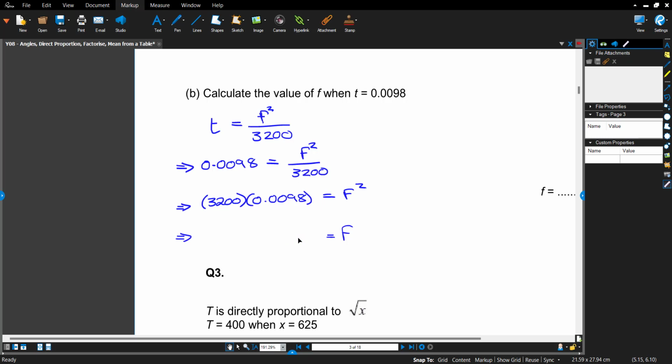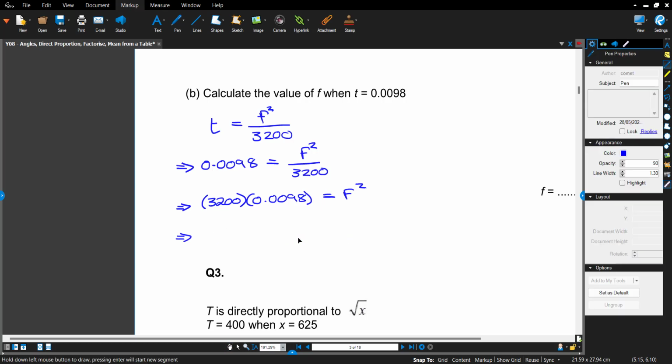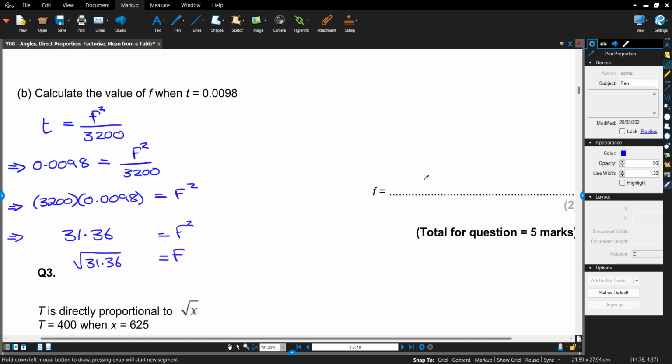So that's the way I'll do it. I'm going to undo this because I'm sure some of you would be comfortable doing that, but maybe not all of you. So I'm just going to actually multiply this out. So 31.36 equals f squared. So that implies f equals the square root of 31.36. So it's obviously going to be less than 6 and bigger than 5. And what do you get? 5.6. All right, so the answer is f equals 5.6. And that's it. Cool.